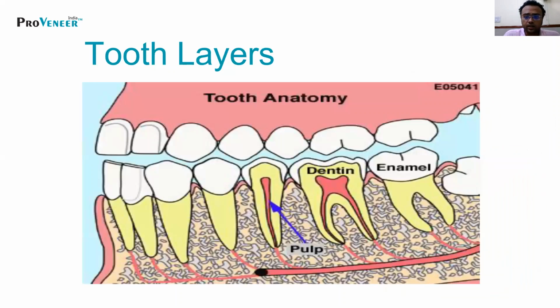Regarding the tooth layers, here in this picture we can see that different teeth have different pulp structures. The pulp structure in molars, premolars, canines, and central incisors is totally different. The enamel structure is also different. The tooth morphology in general of all the teeth is different. They have a specific dental anatomy which we should adhere to.